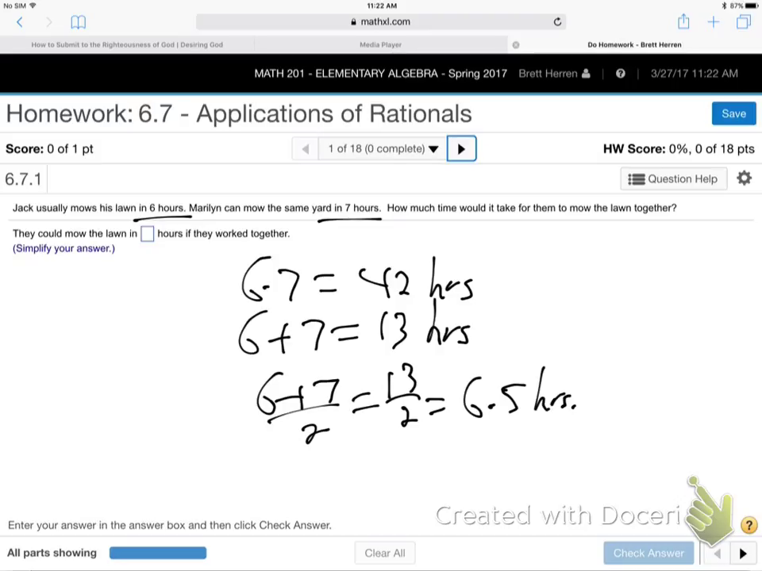Because one does it in 6 hours. Yes. Thank you for thinking today. Are we all thinking? Look at Jack. He's like, look, I can do it in 6 myself. So Marilyn helps, and now we're at 6.5. Marilyn's not much help, right? They're not getting along too well.